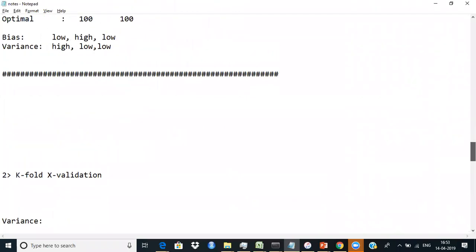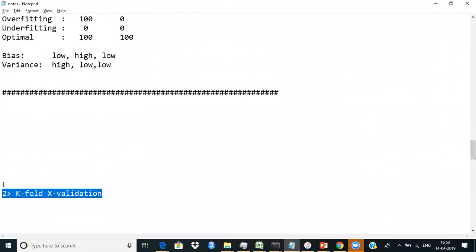Okay, now the other mechanism for doing this bias variance trade-off is k-fold cross validation.